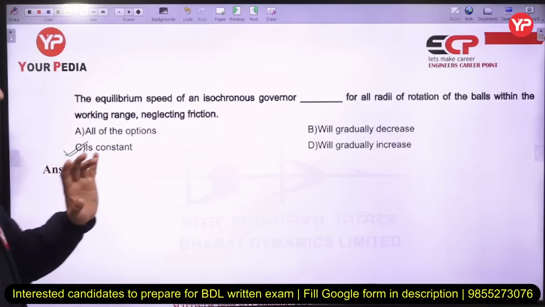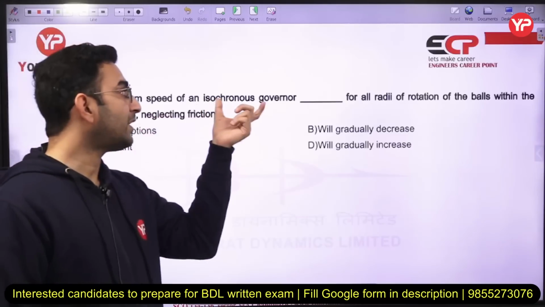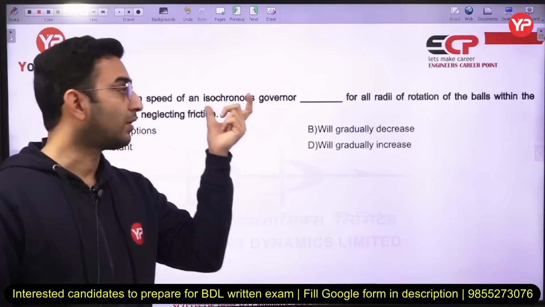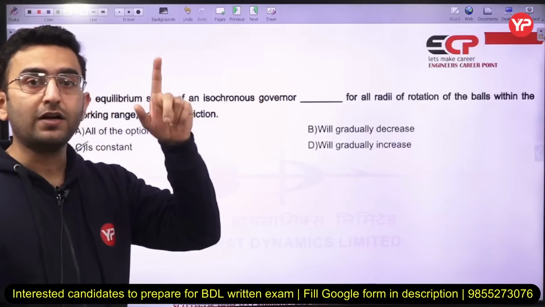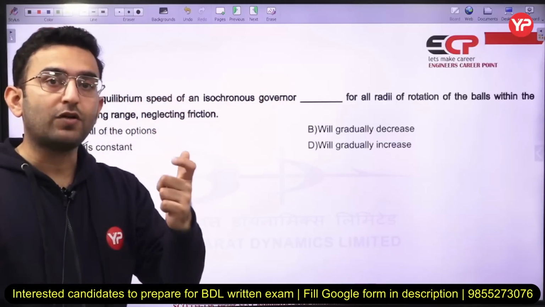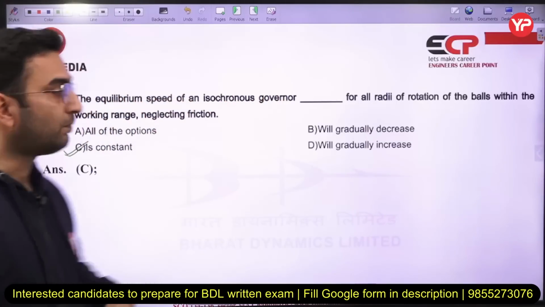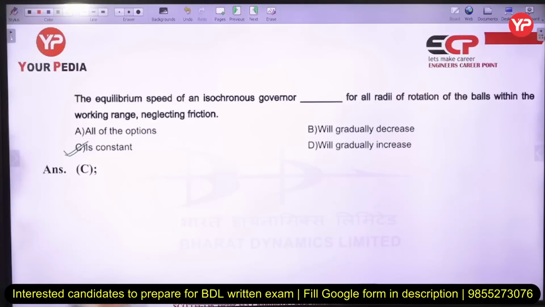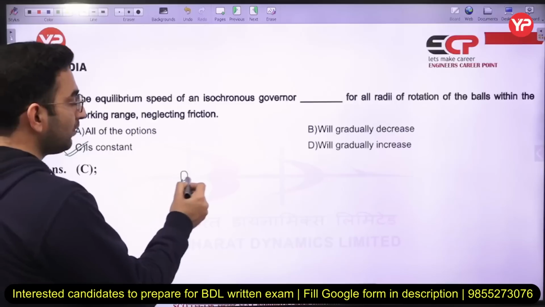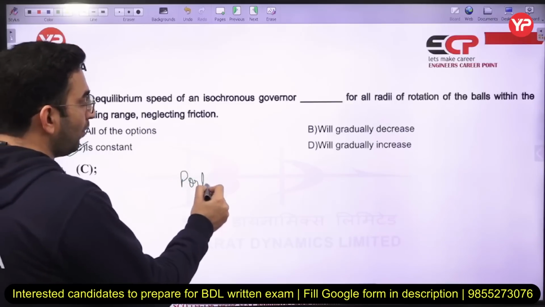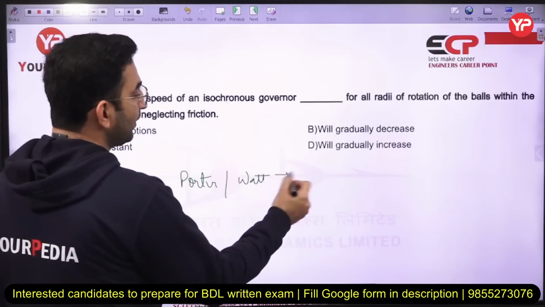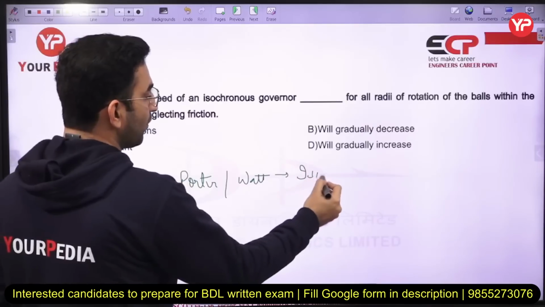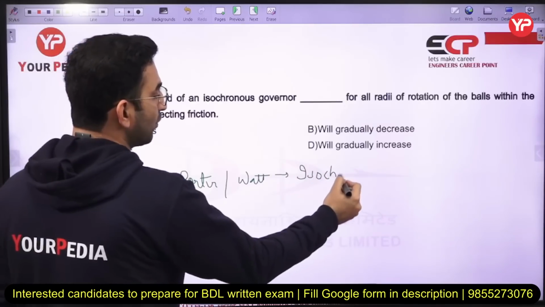And when I ask you what the sensitivity of the isochronous governor is, the sensitivity of the isochronous governor is infinite, whereas if we talk about the stability of the governor, then it will be equal to 0. Okay, and also remember, the Porter governor or Watt governor can never become isochronous. Okay, it is impossible to make them isochronous.